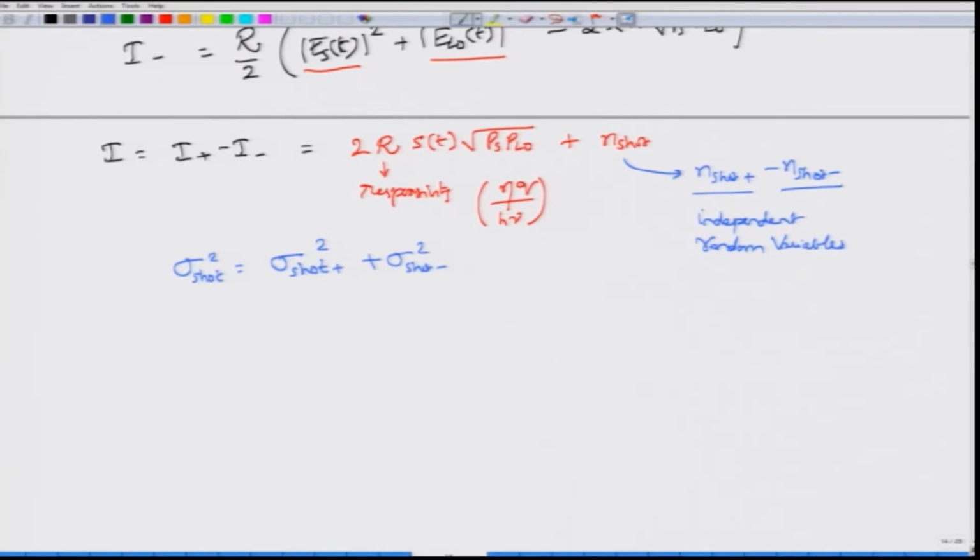Okay. What is the variance of shot noise plus? This is given by 2q I plus, which is the photocurrent that you are looking at, distributed over the bandwidth of BE, where BE stands for the electrical filter that you are going to put after the photodiode circuit. So, you are actually looking at the total noise into that bandwidth of BE.